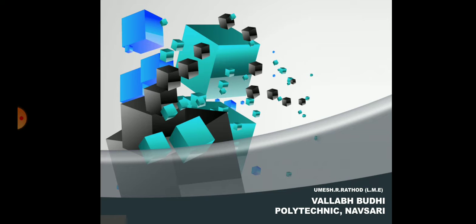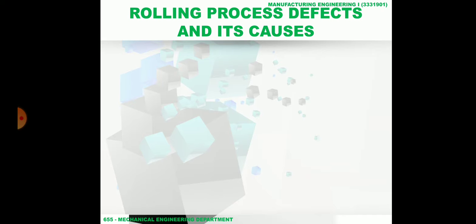In today's lecture, we are going to learn about rolling process defects. The subject is Manufacturing Engineering 1, subject code TTT 1901. So, starting with rolling process defects and their causes. What are the reasons for these defects?